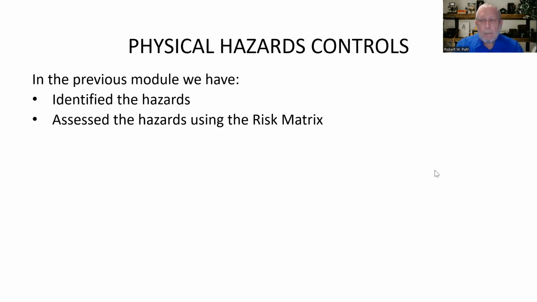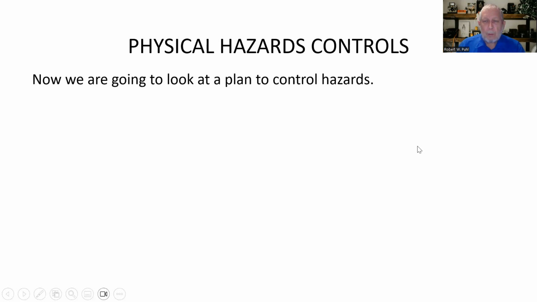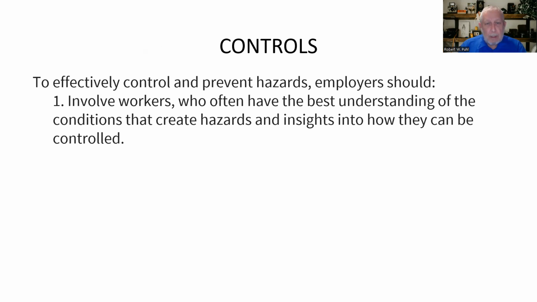All right, here we are again. Now we're going to talk about the controls. In the previous module, we identified the hazards, and then we assessed the hazards in the previous presentation using the risk matrix. So now we need to decide what we're going to do about the hazards, how we're going to control them. Physical hazards controls.